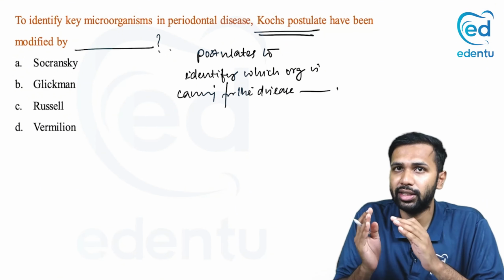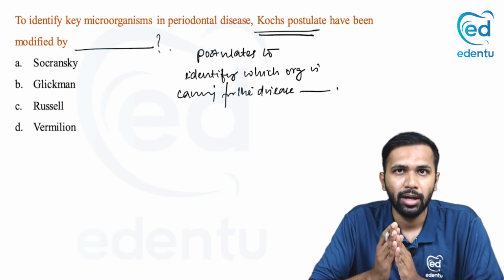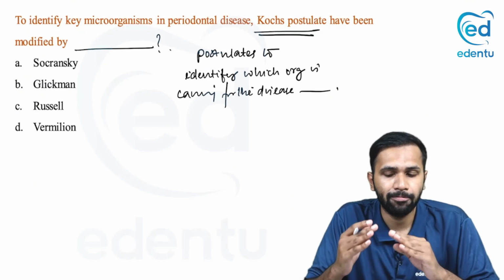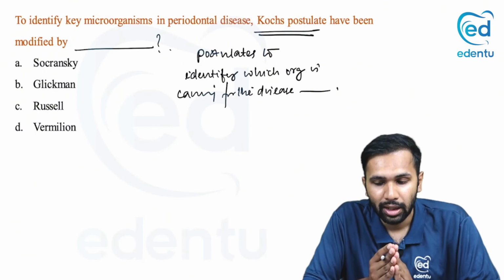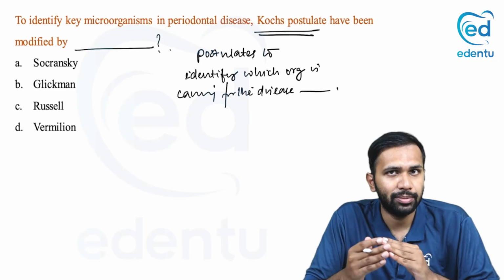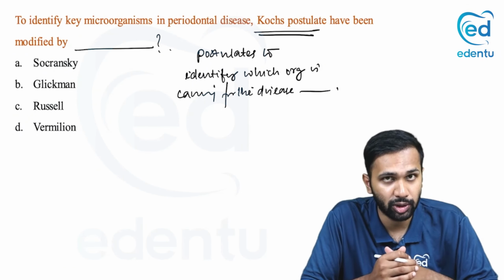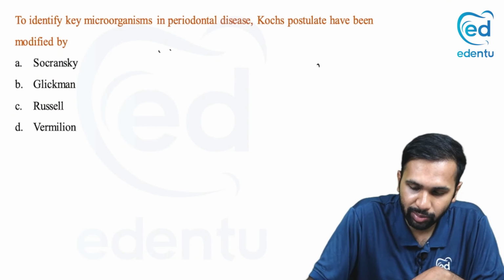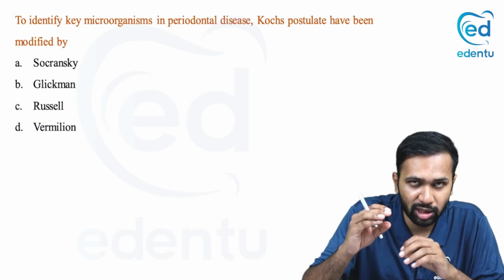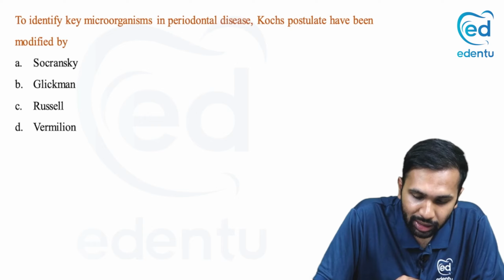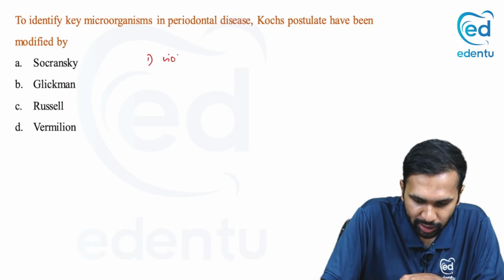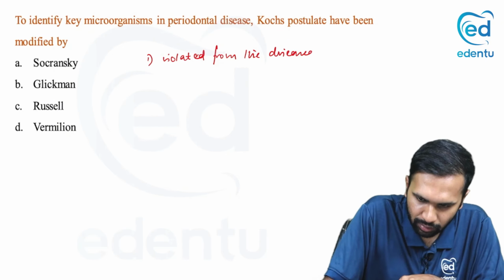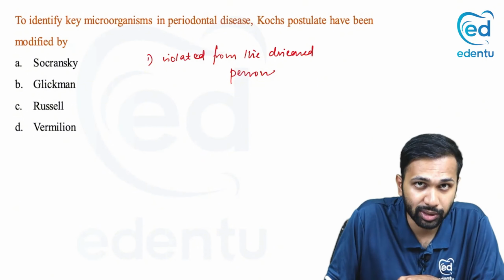For example, syphilis is caused by your syphilis bacteria. Your tuberculosis is caused by your Mycobacterium tuberculosis. Typhoid is caused by your Salmonella typhi. Same way, to identify the organism that is responsible for the disease, Koch has given certain postulates. And according to Koch, for an organism to be called the etiology or a responsible agent for a disease, the organisms should be isolated from the diseased person.